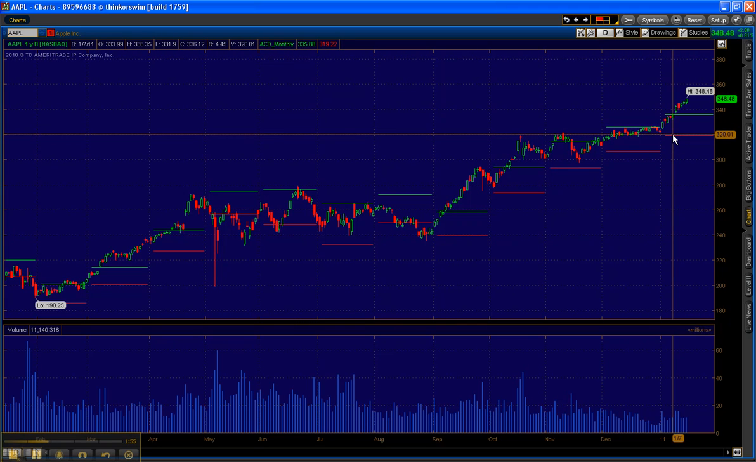If it closes below it, in order to confirm an actual short signal, we want to see Apple trade a full trading day below this level. So we would need to see it trade below there tomorrow, close below there, and then trade below there most of the day Tuesday. So keep that number in mind.